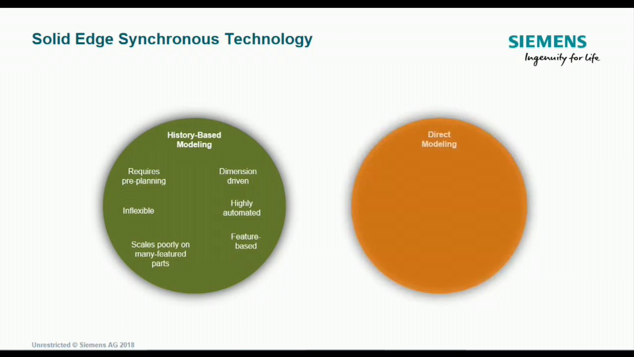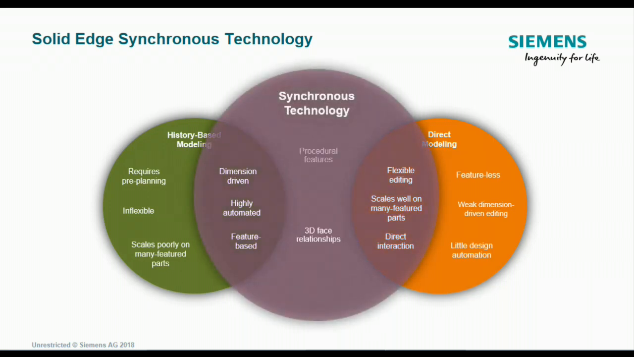Looking at a better way to work, we can turn to direct modeling because this has some great benefits, such as direct interaction with the model. But there are downsides to this method too, such as being featureless, so not very organized. How about taking the best of both worlds, but leaving out the downsides? This is why Siemens created Syncas technology, combining feature-based modeling and dimension-driven designs with flexible editing using direct model interaction. But it didn't stop there.